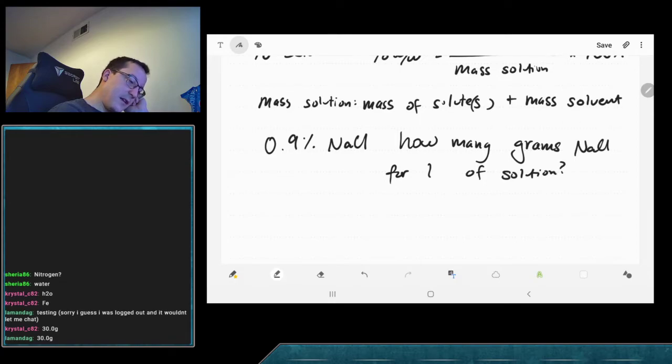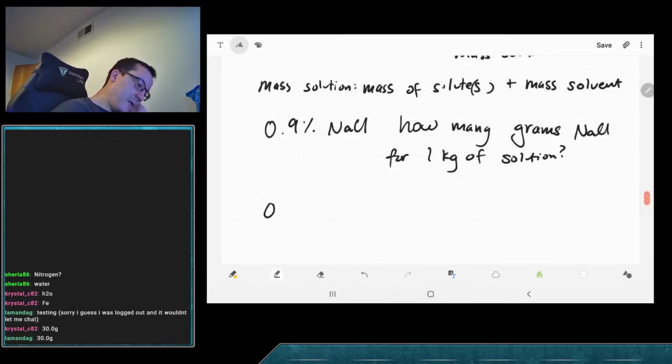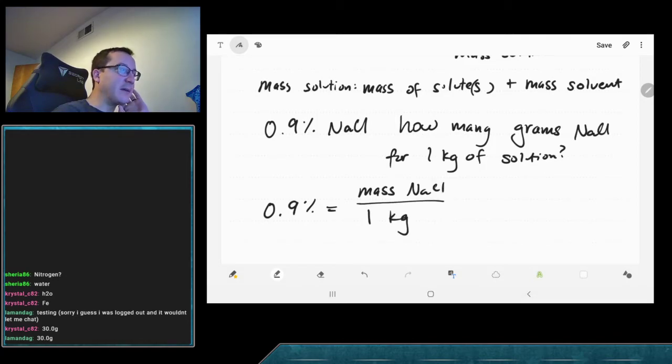I'm going to just say 1 kilogram instead. Just make it easy on you guys. This is the only one we're going to do of percentages, by the way, because I don't like them. So it'll be there, but that's it. So 0.9% means the mass of sodium chloride, in this case we're given 1 kilogram, is going to be our solution mass.